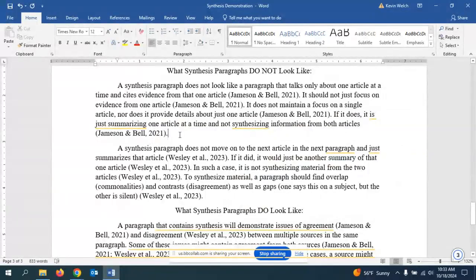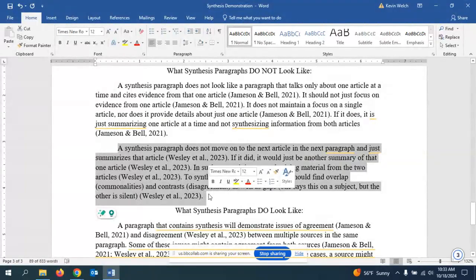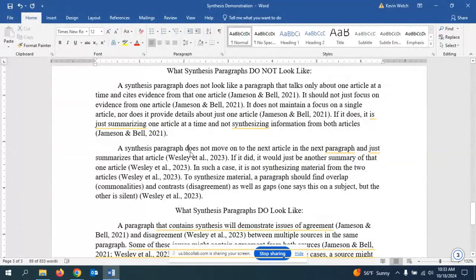Okay? This is a problem that students will often do. They'll go, oh, I'm going to synthesize, and they'll just talk about what is in one article, and then they'll move on to the next paragraph and talk about what's in that article. That is not synthesis. Okay.